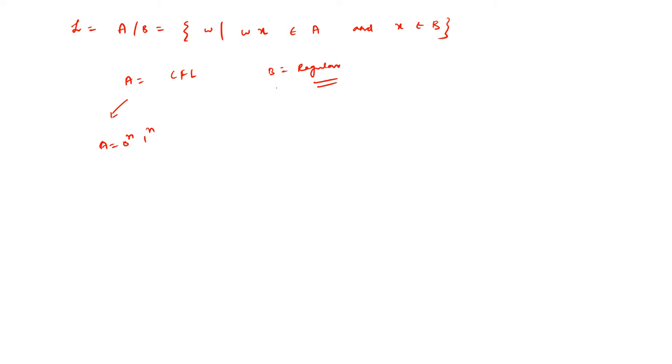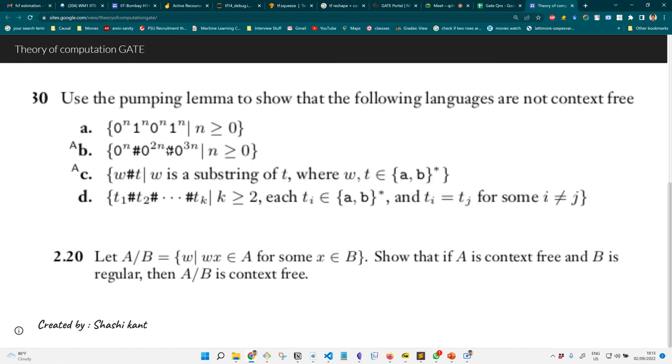Now let me take the language B as some regular language. Can you tell me some regular language? 0^m 1^n, where m is greater than or equal to 0, n is greater than or equal to 0. Okay, right. What are they asking in the question?